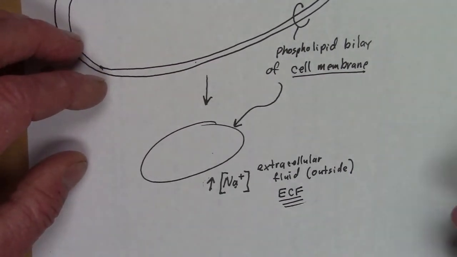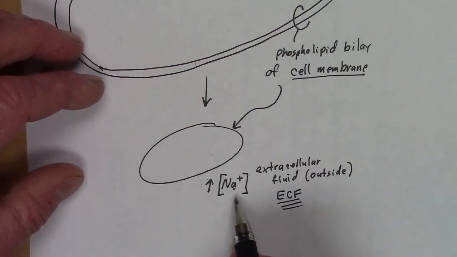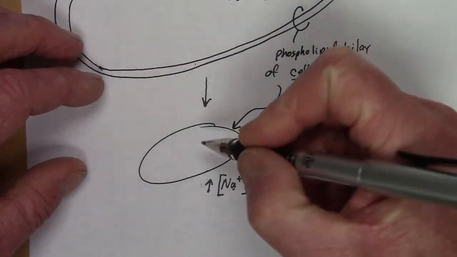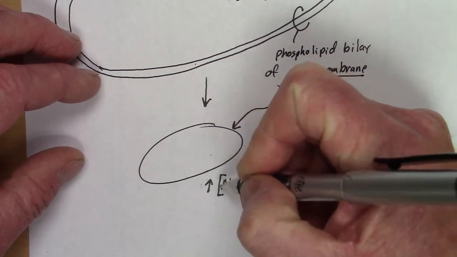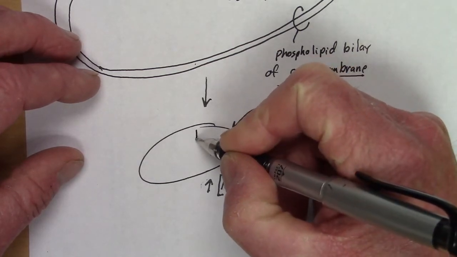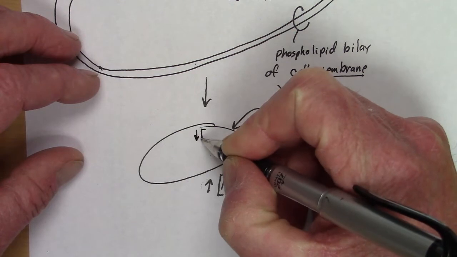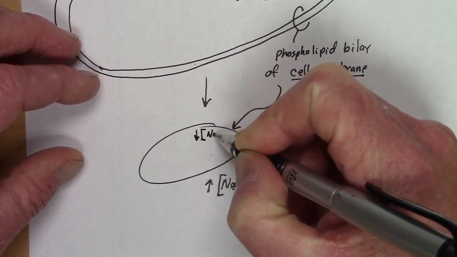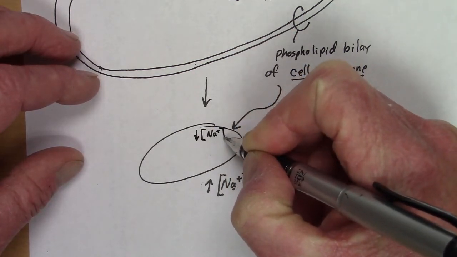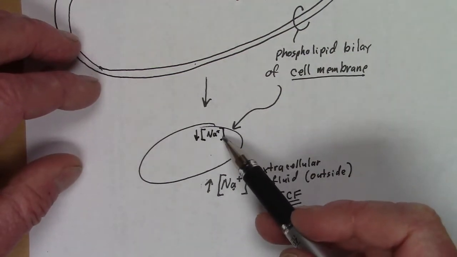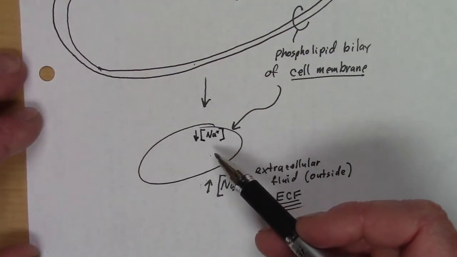Without looking at how this concentration becomes high on the outside right now, we can note that it's just the opposite inside. It has a low concentration of sodium inside the cell. And this is in the cytosol, or inside the cytoplasm.